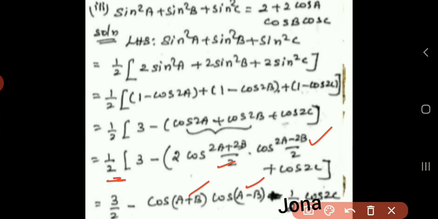every term, so that the first term will become 3 by 2 here, and if you multiply this and this, it will get cancelled. So the remaining terms are cos of a plus b into cos of a minus b, and then again I want to multiply with this term half into cos 2c. Okay.